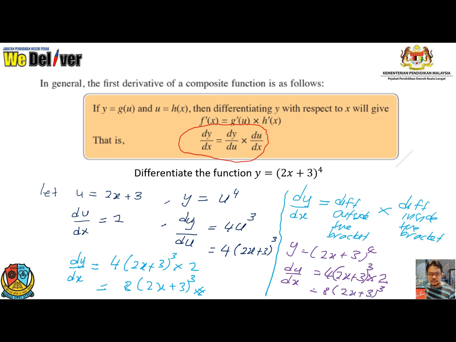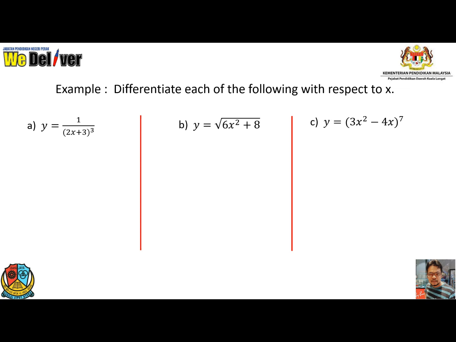Actually, this formula represents this formula. dy/du is differentiate outside the bracket, du/dx is differentiate inside the bracket. Okay, we see the example. To differentiate each of the following with respect to x.